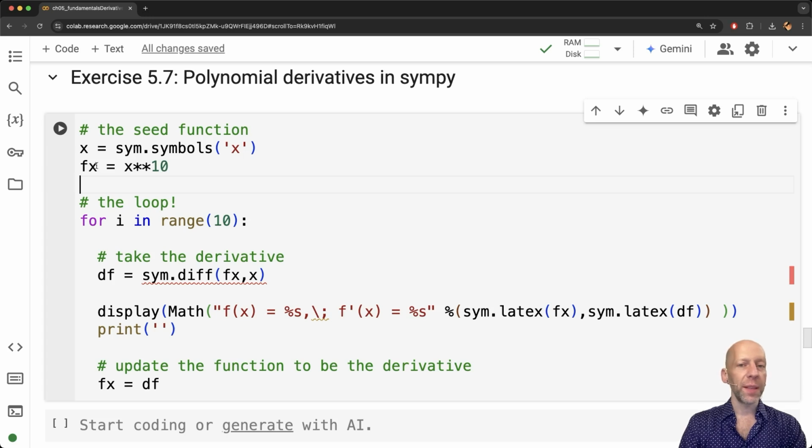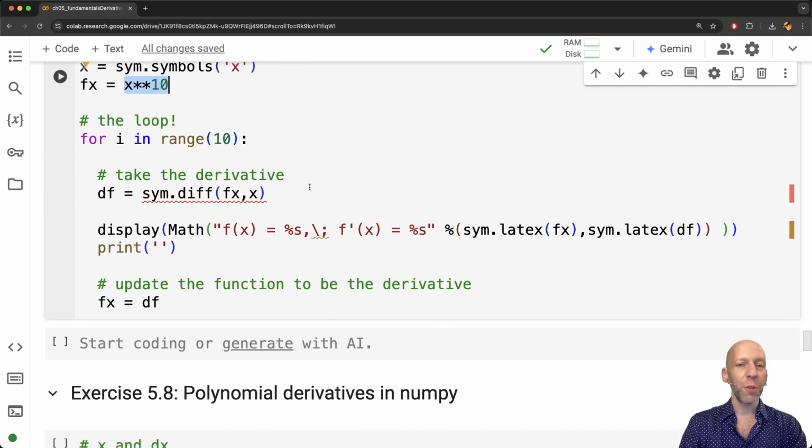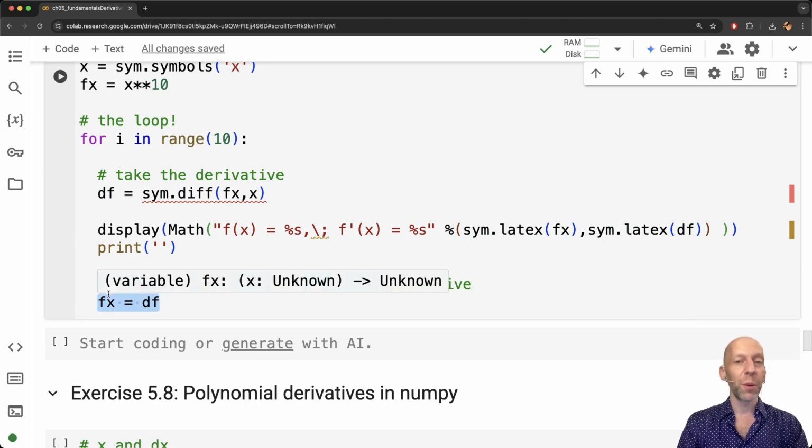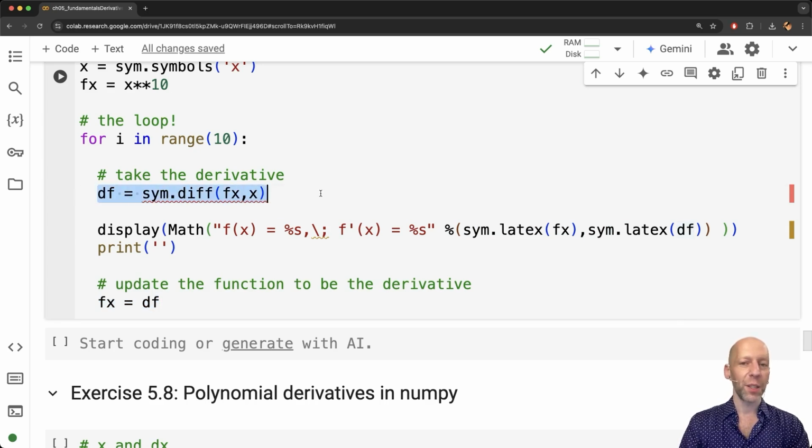So here you can see I'm starting with the function x to the power of 10. And then in a for loop, I am differentiating that function. So I get this variable df, the derivative of f, printing that out, and then updating the function. So updating this variable so that the new variable fx is df. And then I differentiate that again.